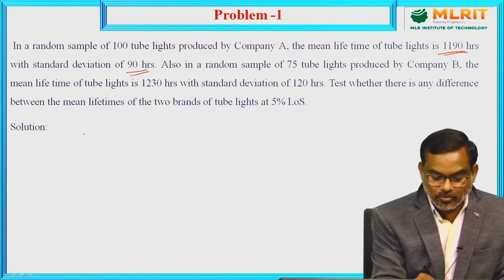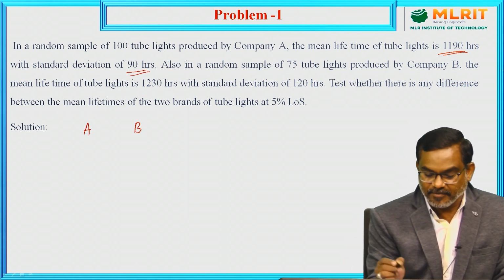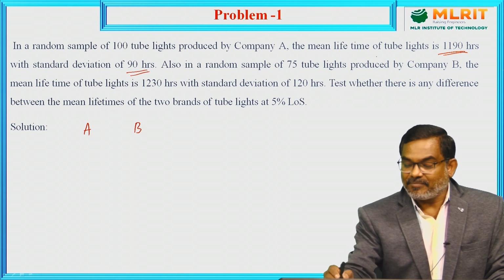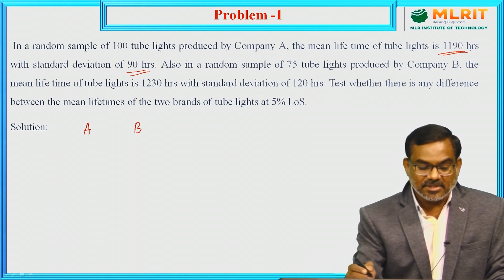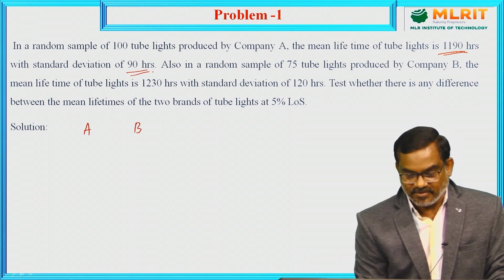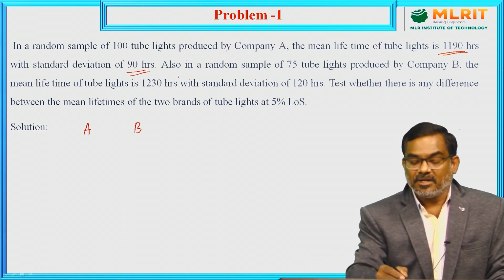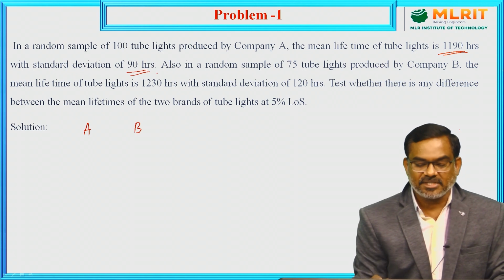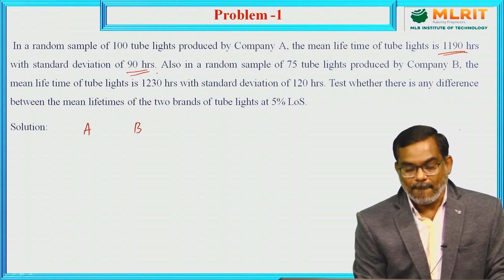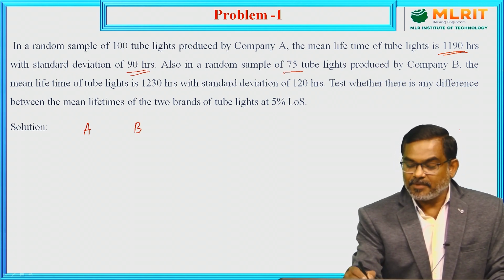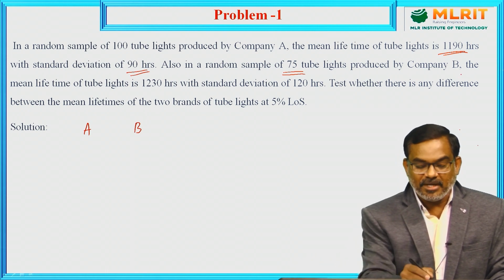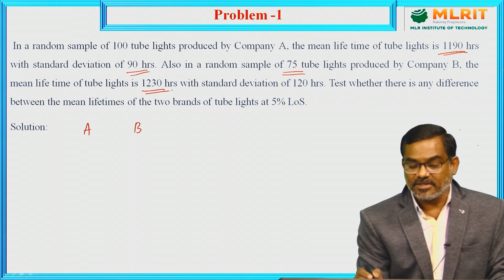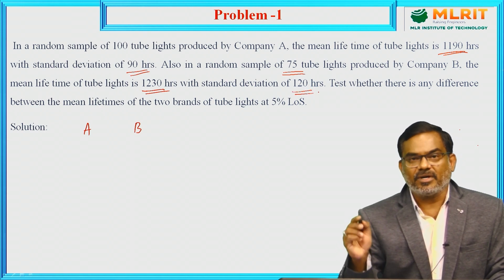So, there are two companies A and B. This is the information regarding the first sample from company A. Similarly, a random sample of 75 tube lights produced by another company B, the mean lifetime is 1230 hours with standard deviation of 120 hours.